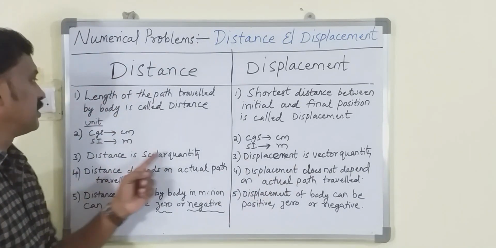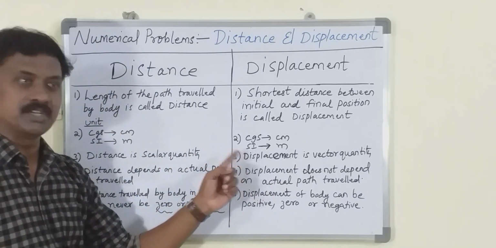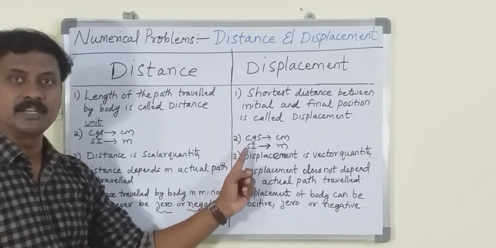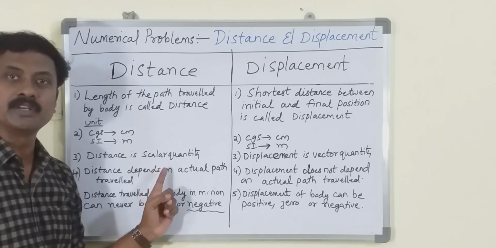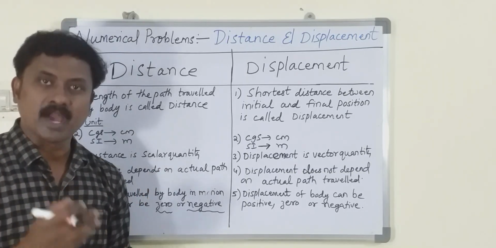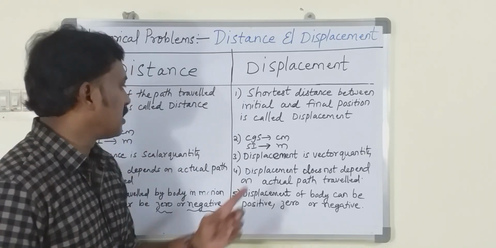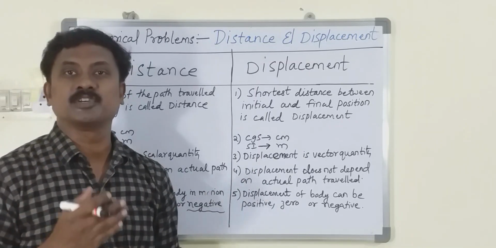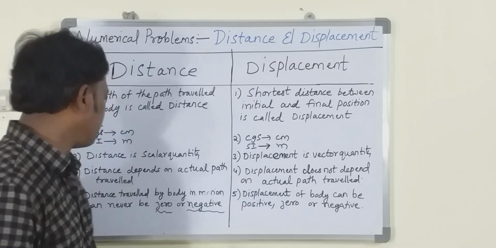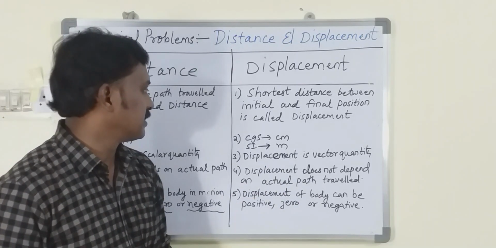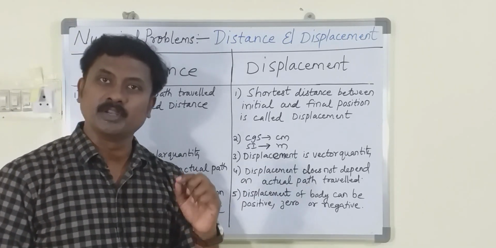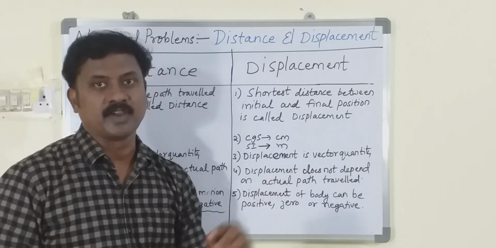Coming to the units, CGS and SI units both are same. CGS is centimeters and SI is meters. And distance is a scalar quantity. Why? Because it has only magnitude, it doesn't have direction. Coming to displacement, it has both direction and magnitude, so it's a vector quantity. And the distance depends on the actual path traveled. The displacement does not depend on the actual path, it only depends on the initial and the final positions.